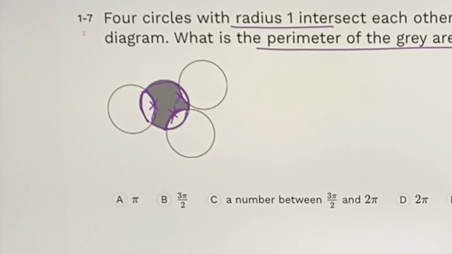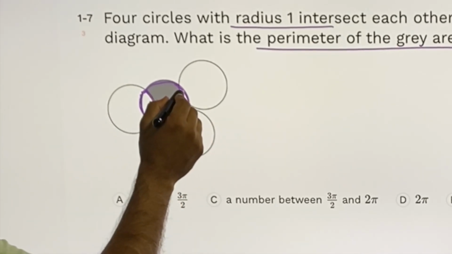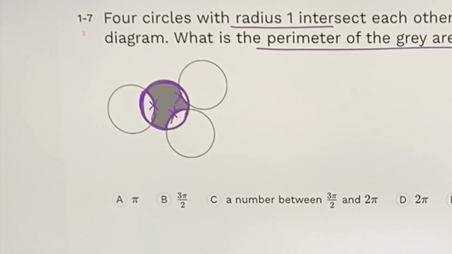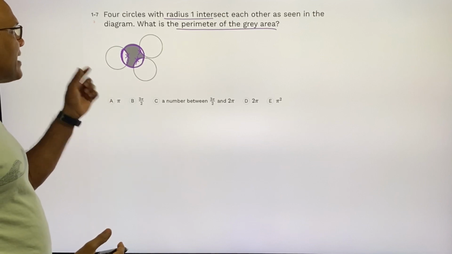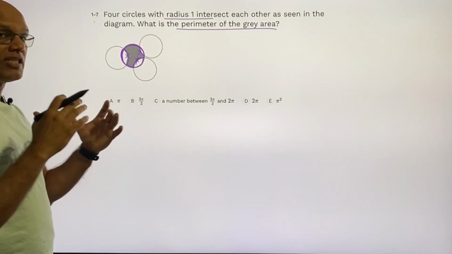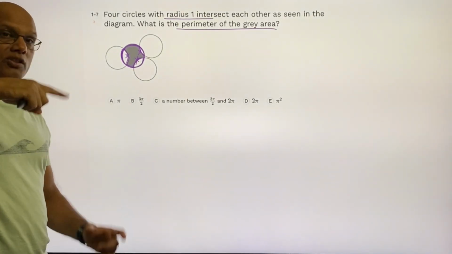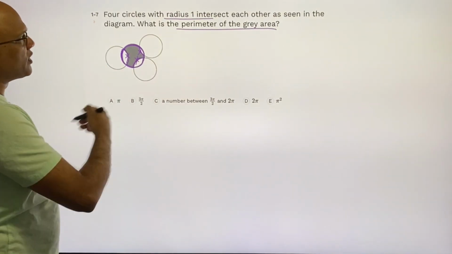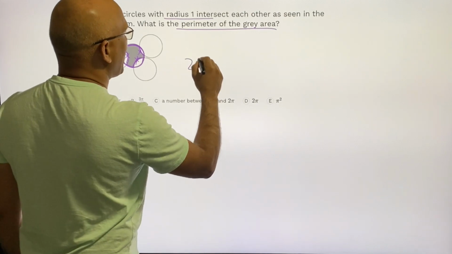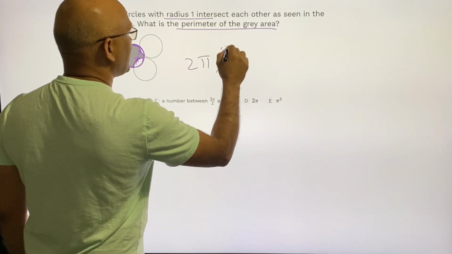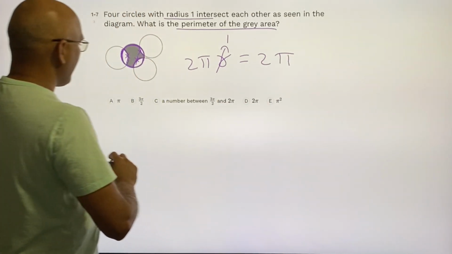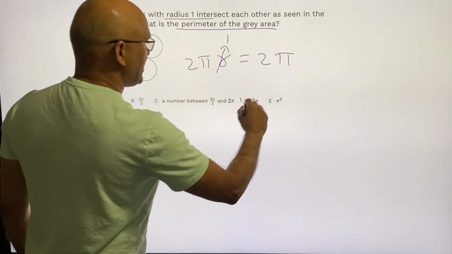So once we do that, as you can see, this is a complete circle. This is a complete circle, right? So that is the trick here, to recognize that when 2 circles of the same radius intersect, the intersecting arc length is going to be exactly the same. So it's a full circle. The perimeter is 2 pi r, and r is 1. So then the perimeter is 2 pi, right? So then D is the correct choice.